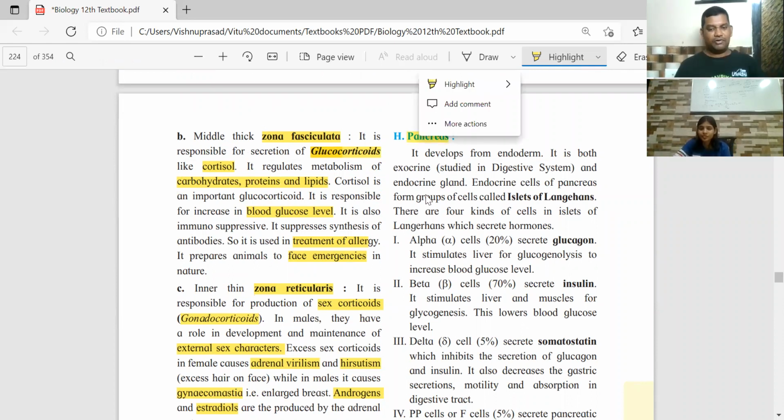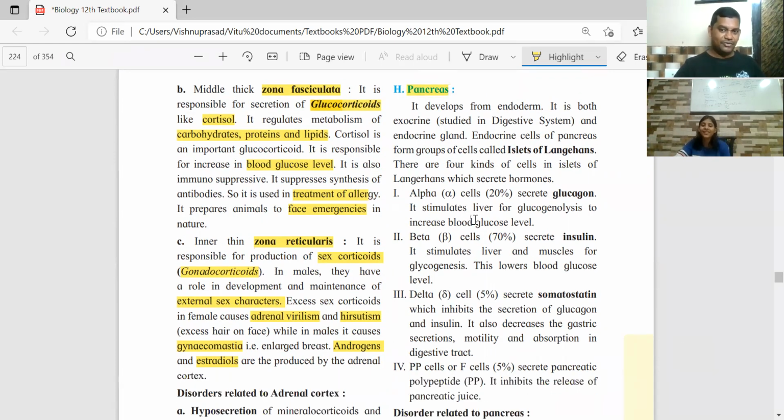Let's go to the next important gland, and that is the pancreas. You have studied that in the digestive system also. It is the only gland in the body which is exocrine as well as endocrine. The exocrine part produces the digestive enzymes. The endocrine part contains some groups of cells which are called islets of Langerhans.